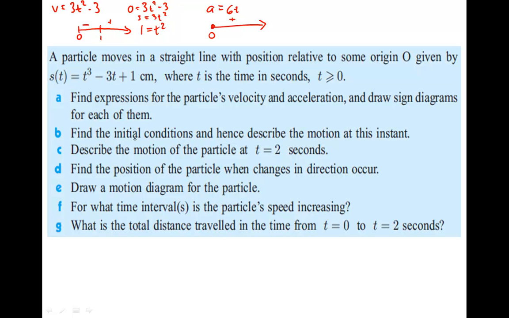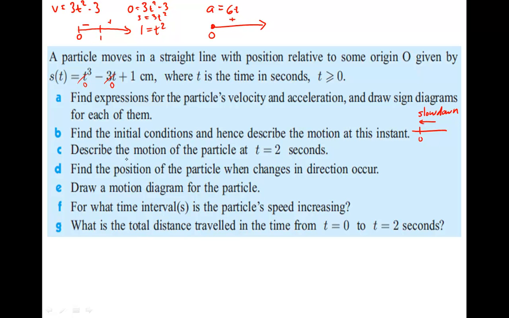So, to find the initial conditions and hence describe the motion at this instant. Okay, well, we talked about most of that already. It's going to the left, has a positive acceleration, which means it's actually slowing down. The other thing is that if I were to put 0 in for t here, then I would get positive 1, which means I start to the right of the origin. So putting all of that into play, if this is the origin, I'm to the right of the origin, I'm moving to the left and slowing down. Okay, so that's pretty much anything I can say at this instant.